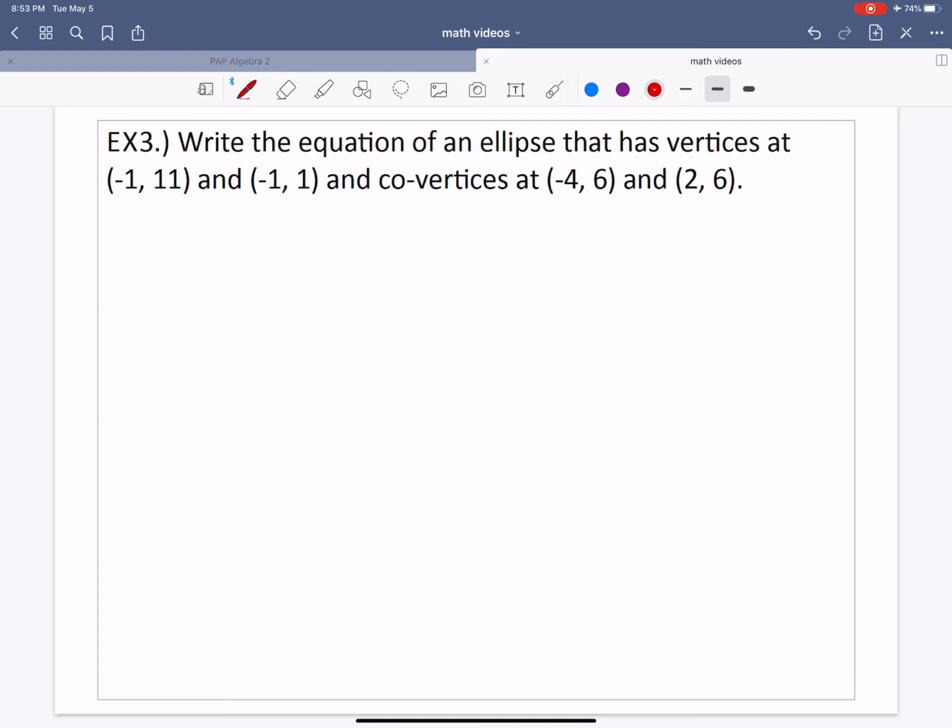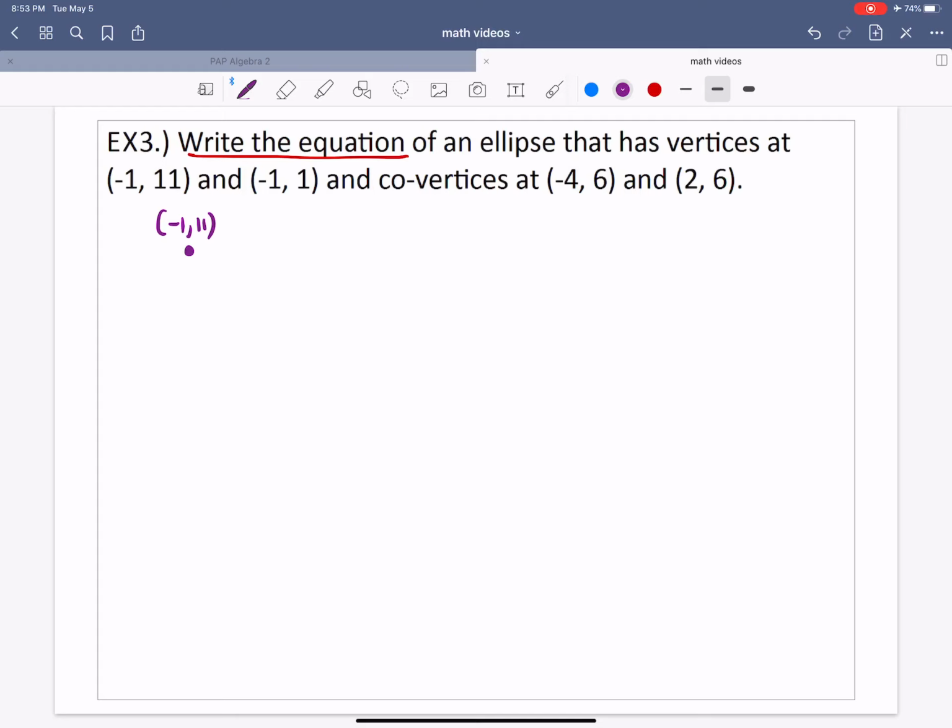So whenever you're asked to go the opposite direction, you're asked to write the equation, you're going to work backwards, okay? So let's graph or draw a rough sketch of the information that they've given us. Okay, they say that one vertex is at -1, 11.